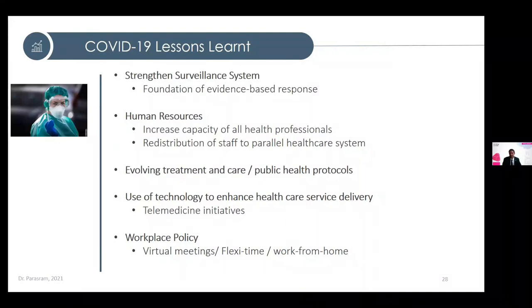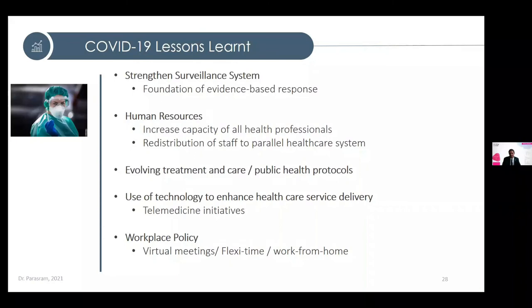Redistribution of staff to the parallel healthcare system I spoke about before, evolving treatment and care, public health protocols, the use of technology to enhance the healthcare system. For example, we began to use telemedicine initiatives, which is persons calling someone who has an NCD like diabetes to check on them at home. And we have also used it for persons who are positive to check and see if they are well twice a day, looking at their oxygen saturation levels and those kinds of things.